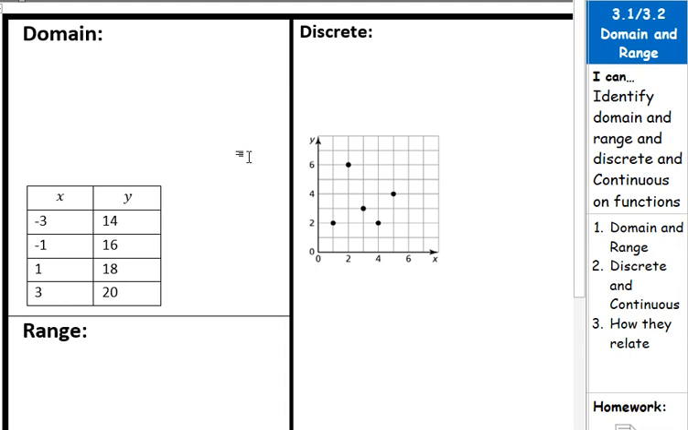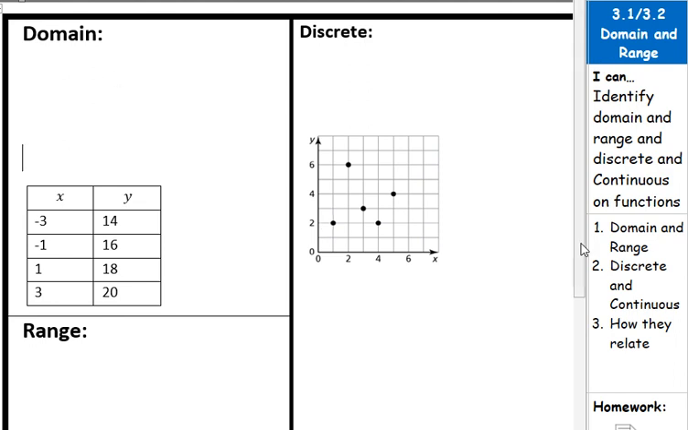Okay, so we have our domain and range and discrete and continuous notes. First we're going to talk about domain and range, what they mean and how we find them. Then we're going to talk about discrete and continuous. What's the difference between discrete and continuous? Then we're going to talk about how those two things are related to each other, because our domain and range kind of change based on if we're talking about a discrete graph or situation or a continuous graph or situation.